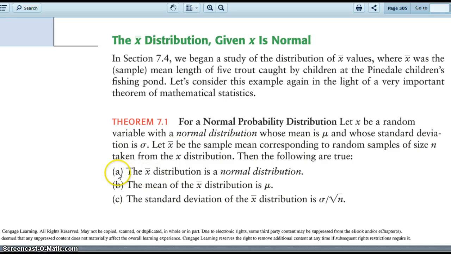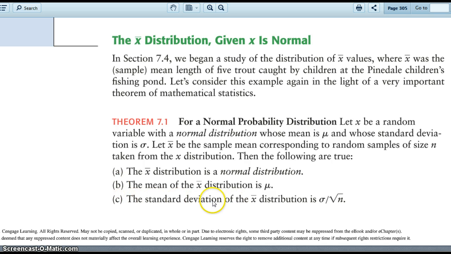So A just says flat out the sample is going to be normal because x was normal. So it doesn't matter what the sample size is. You have A, so you should write that down for 10. B tells you what the mean is going to be. And again, the sample size doesn't matter. It tells you what the mean of the sample distribution is going to be. It's the same as what the mean was for x.